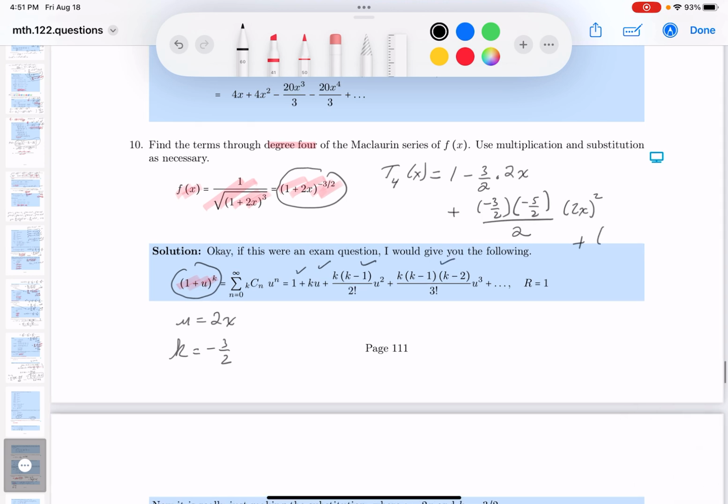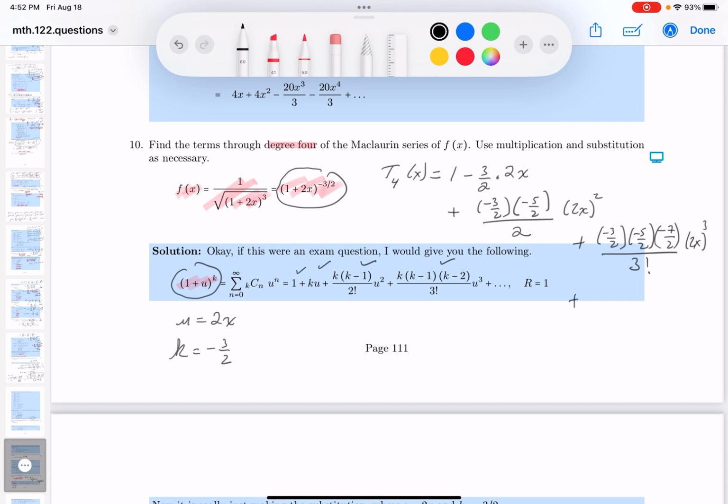It does follow a pattern, by the way. Minus 3 halves, minus 5 halves. Then you're doing the k, which is minus 3 halves, minus 2, which is minus 4 halves. So you get minus 7 halves. I hope you see the pattern now. Over 3 factorial. I'll do the arithmetic later, and it's going to be 2x to the third.